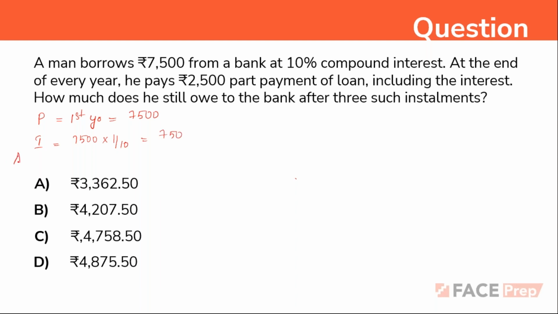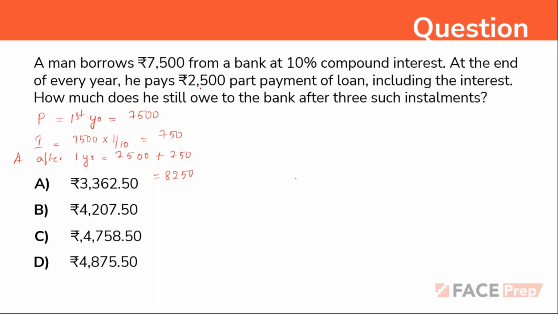So what will be the amount after 1 year? My principal amount for the first year is 7,500 and interest is 750 rupees. Amount is principal plus interest, right? So principal is 7,500 plus 750, which is around 8250. So this is the amount after 1 year.